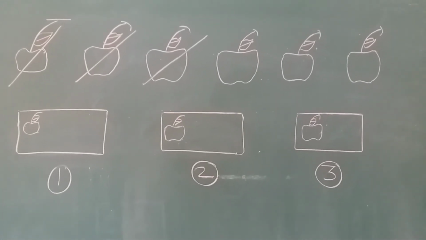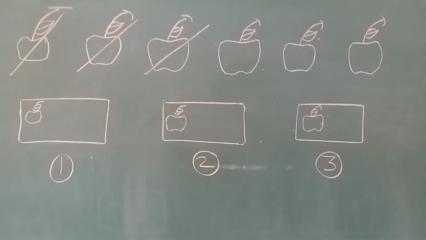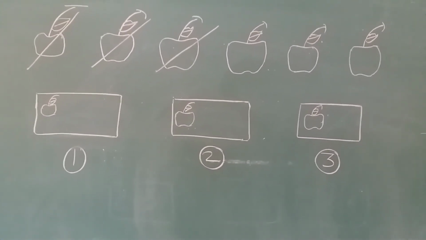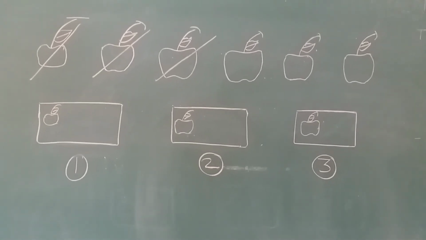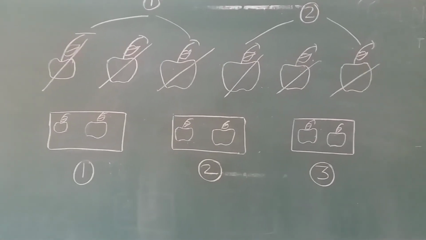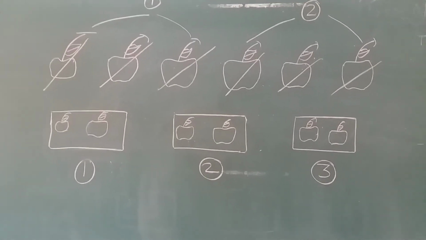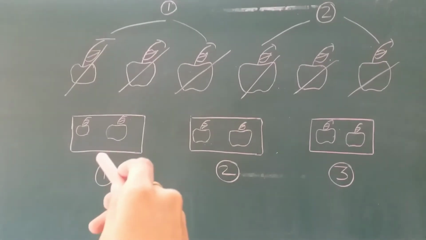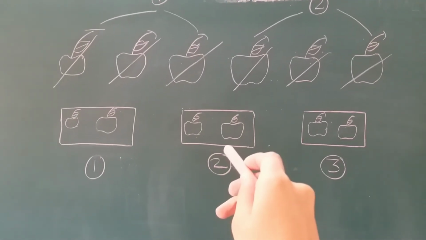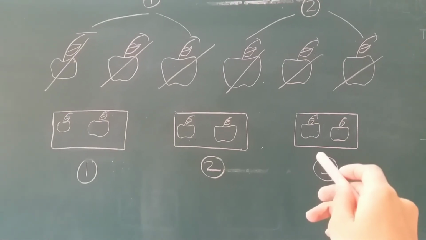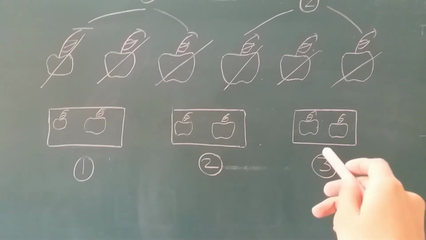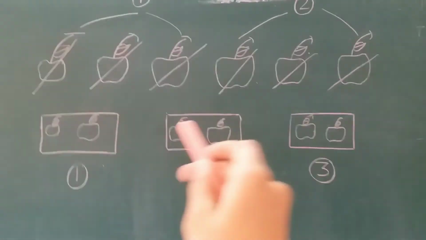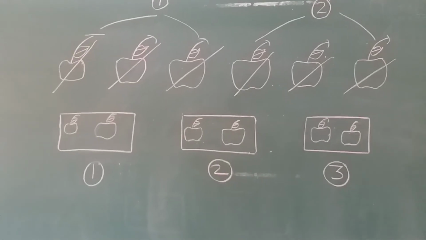So again, we have to divide. So again we have to give 1 apple to each group. Okay? So children, in this way, each group gets 2 apples. See, the first group is getting 2 apples, the second group is getting 2 apples, and the third group is getting 2 apples. It means we have divided these 6 apples equally in 3 groups.